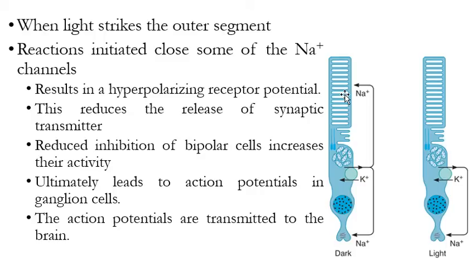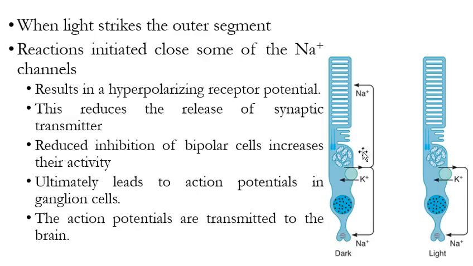So what happens now? Light has struck this outer segment. First of all, reactions initiated first start by closing some of the sodium channels that we talked about earlier. So some of the sodium channels are closed down. We'll talk about how that is done very soon. So what does this result in? This results in the inside of the cell becoming less positive, right?